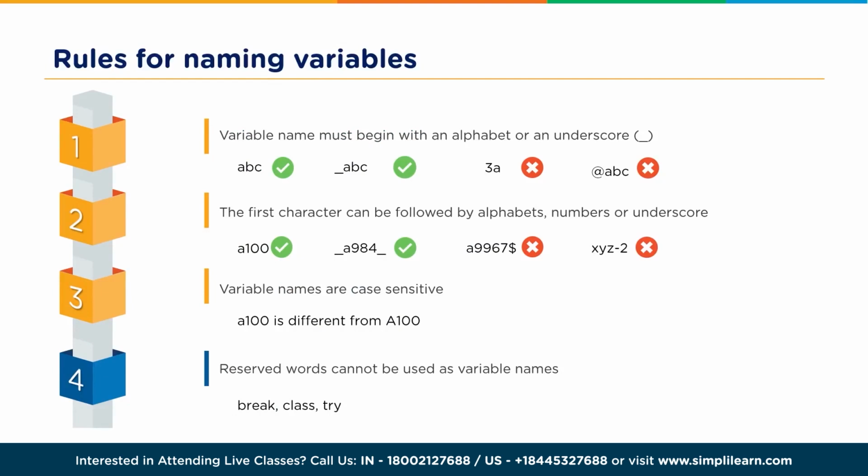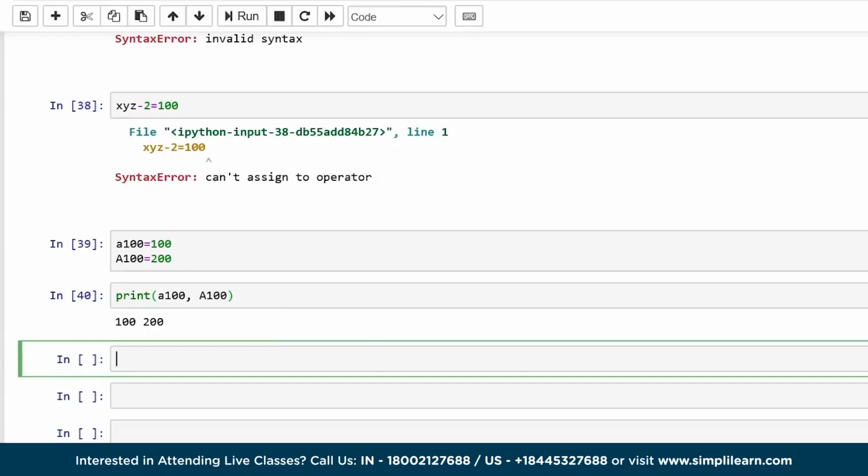Now, if you have gone through any other languages like C, C++, Java, you know this is a common rule among all of them. You cannot use words which have special meaning to the language as variable names. So some of these words are break, class, try. You have other words such as continue, while, which is a loop, or if, which is a statement, a conditional statement.